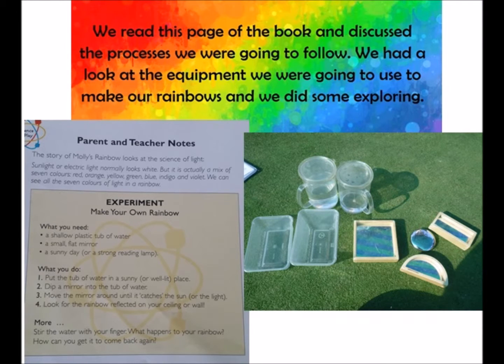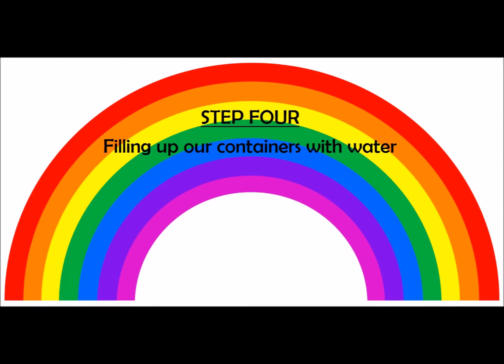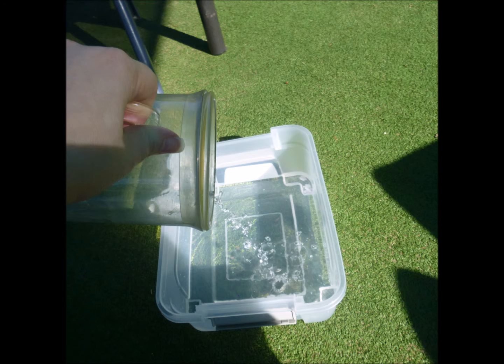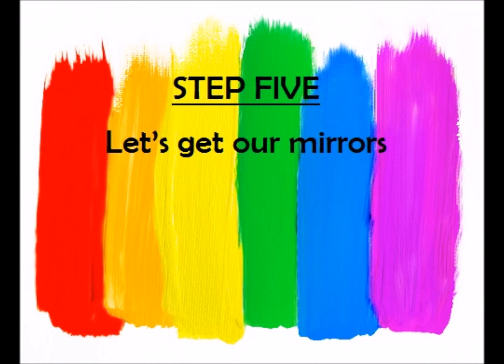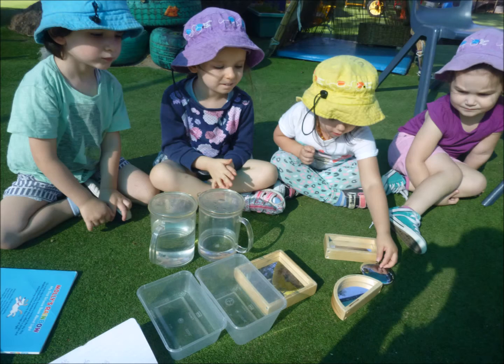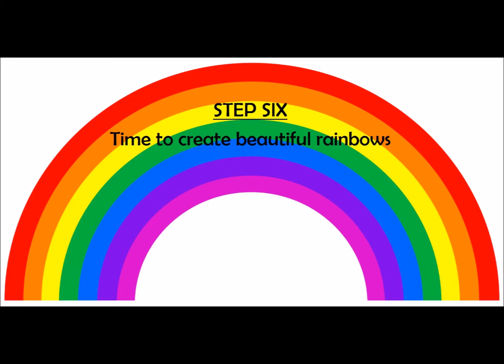We read this page of the book and discussed the processes we were going to follow. We had a look at the equipment we were going to use to make our rainbows, and we did some exploring. We filled up our containers with the water jugs, which we will use as a basis for our experiment. We have chosen the best mirrors we think will work for our experiments.